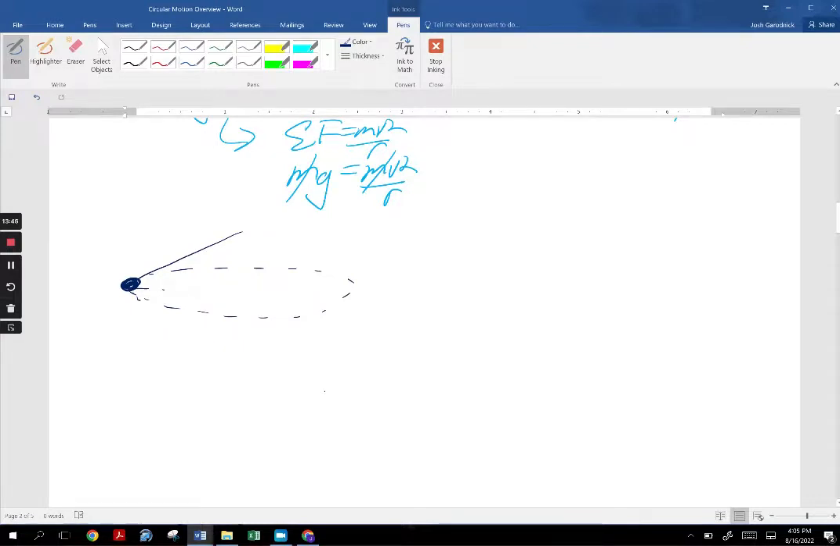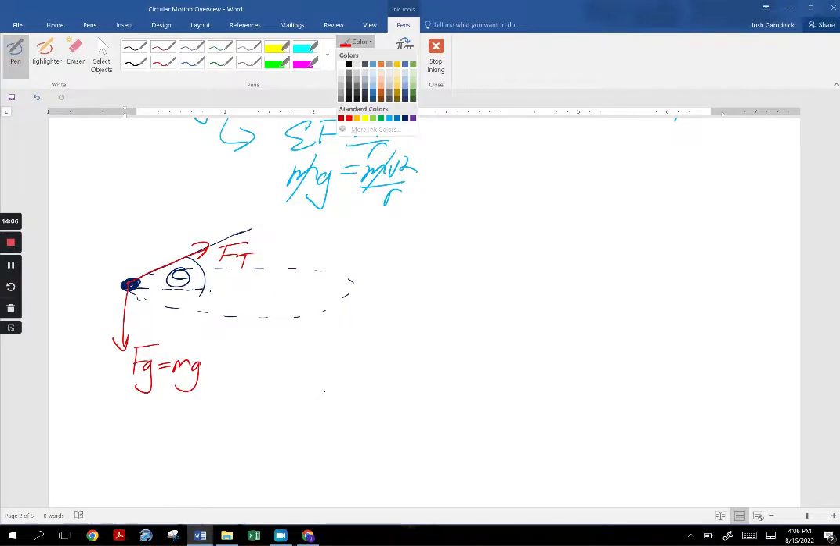Anyway, any swing ride where you're going in a circle and you're on a string or a chain or something like that, your free body diagram is pretty straightforward. There's a rope or a chain, some kind of tension, and gravity. That's it. This is known as the conical pendulum. Conical, because it traces out the shape of a cone.